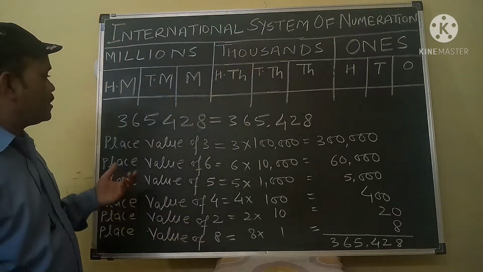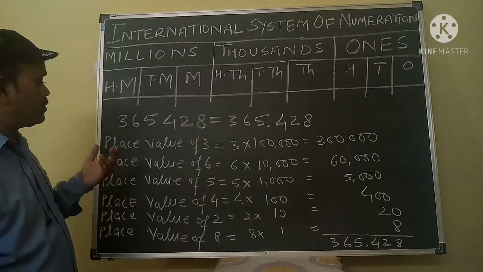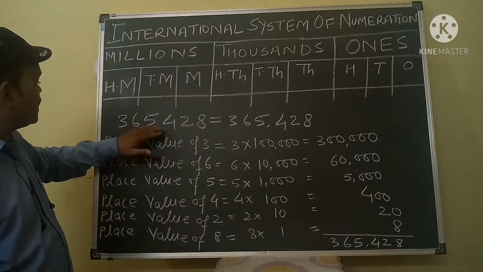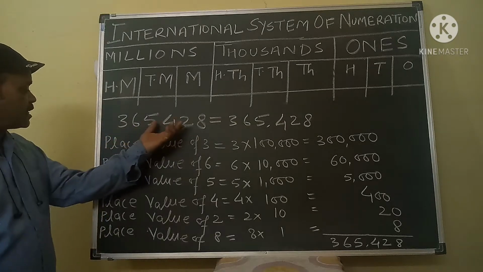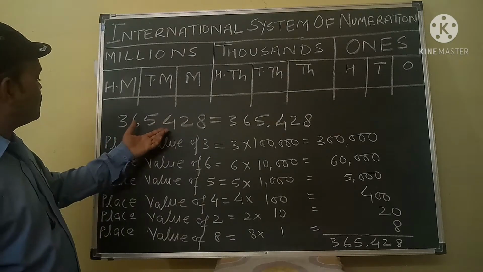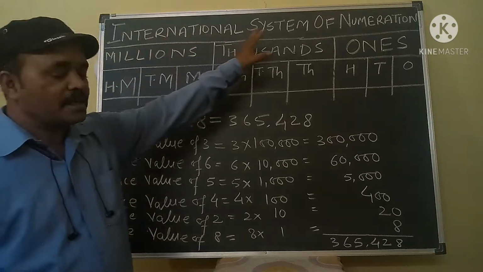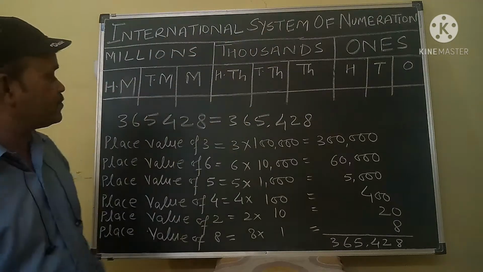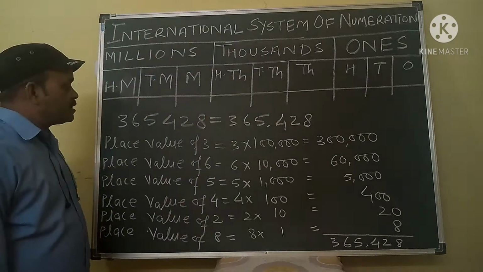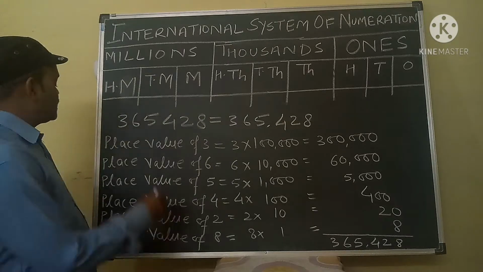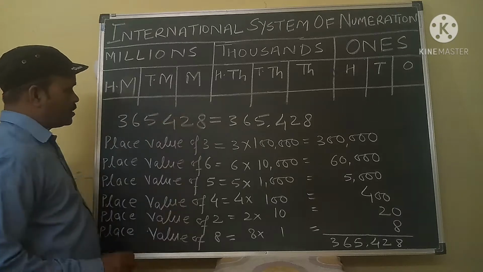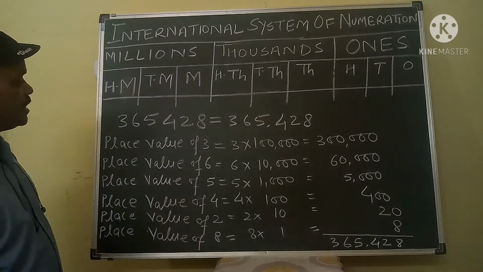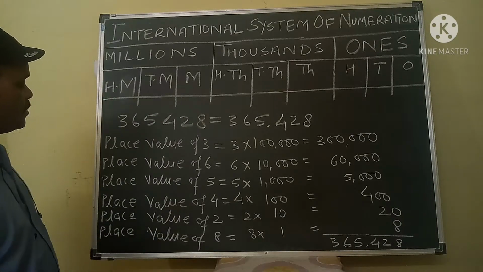Okay. Suppose you have one number, 365428. How can you read and write this number according to the international system of numeration? My dear students, as you are looking, this is 365428. How can you read and write this number?